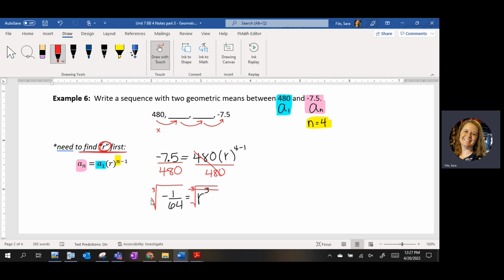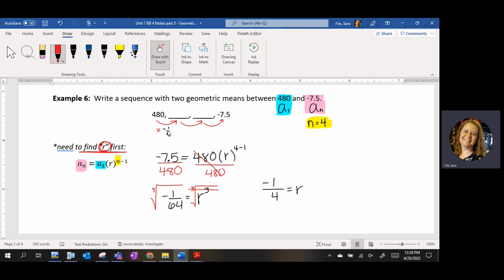All right, so over here, the cube root, you can take odd roots of negatives. I had some people saying, I thought we couldn't do this to negatives. You can't take the even root of a negative, you get imaginary numbers, but you can take the odd root. So the cube root of -1 is -1, and the cube root of 64 is 4. So there's your R value. So now I know what I'm multiplying by up here. I'm multiplying by -1/4.